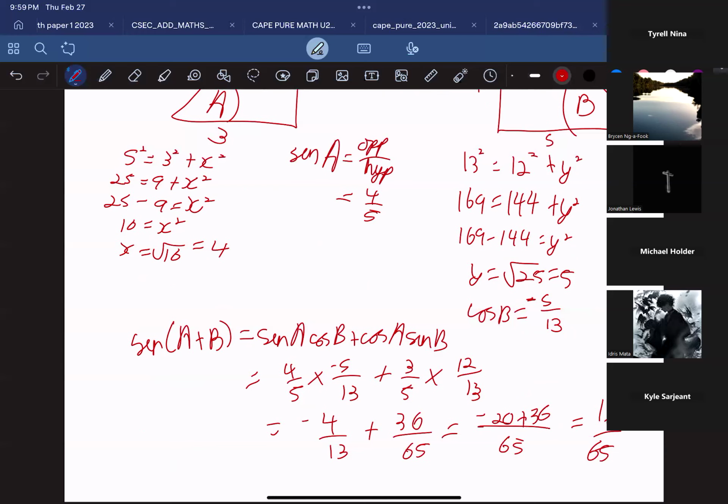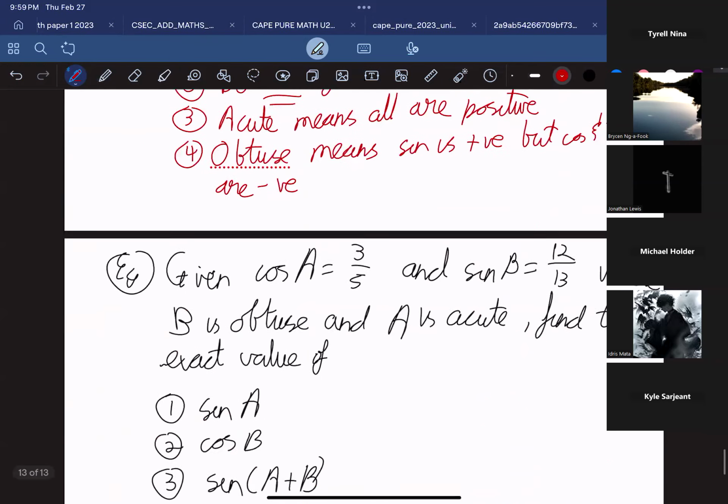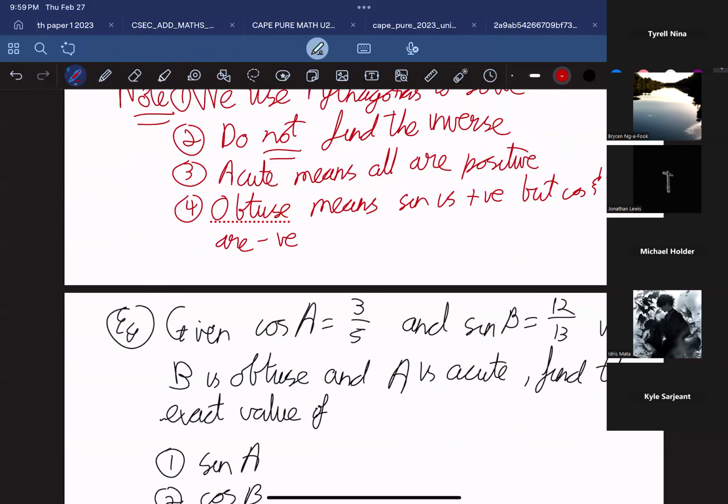One more time, how come the 5 is negative? Because once the angle is obtuse, sine is positive, but cos and tan are negative. Oh, okay. Right, cool.